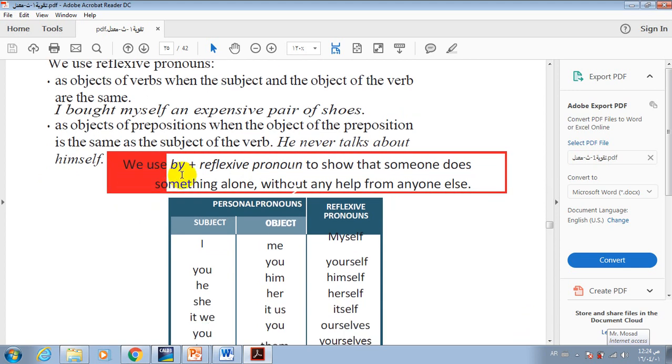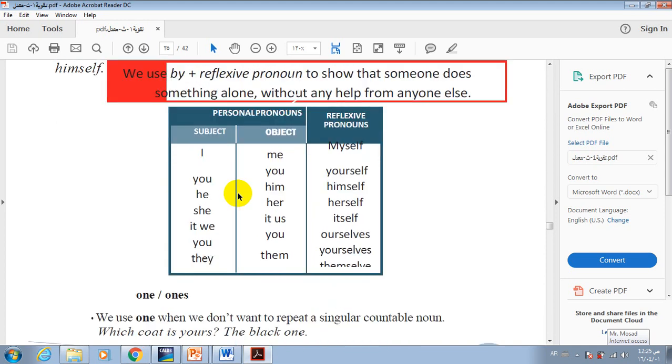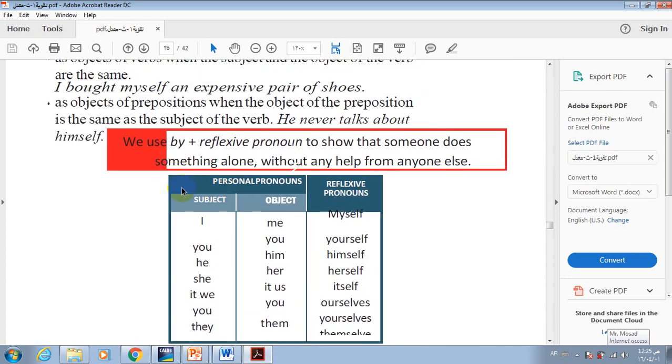We use by plus reflexive pronoun to show that someone does something alone, without any help from anyone else. When I wanted to say I can cook by myself, here I want to tell you that I do this thing by myself without any help.